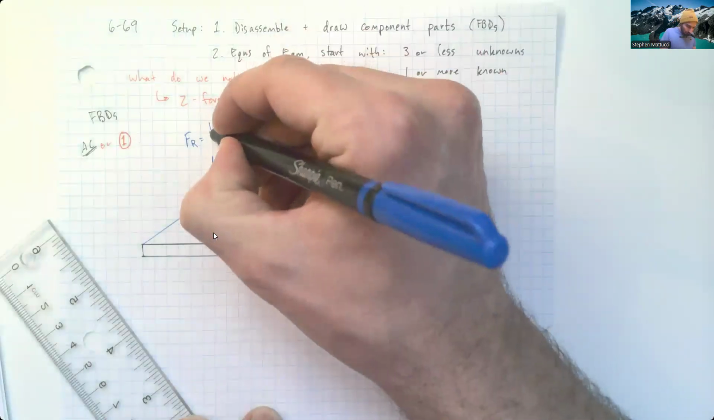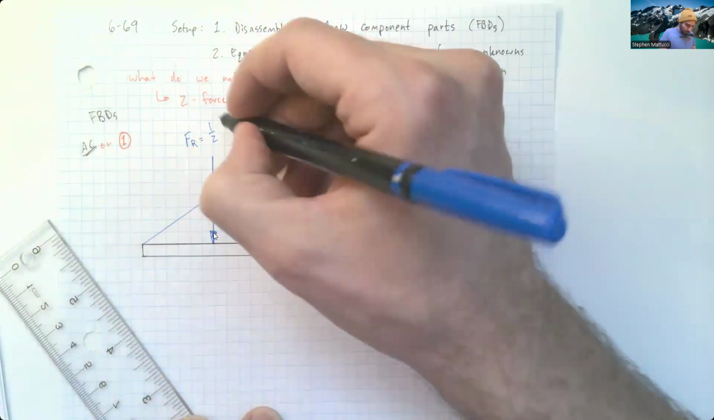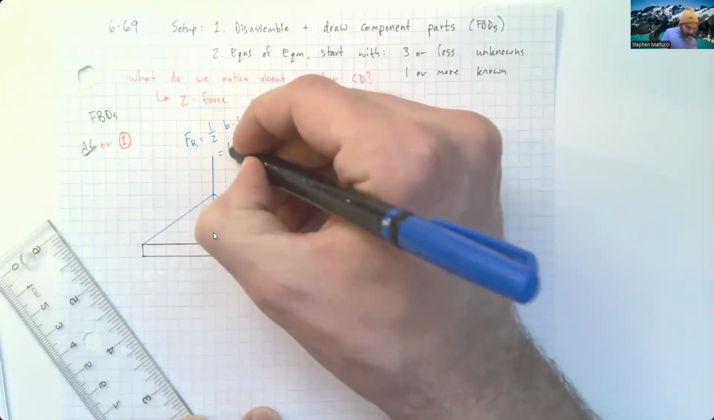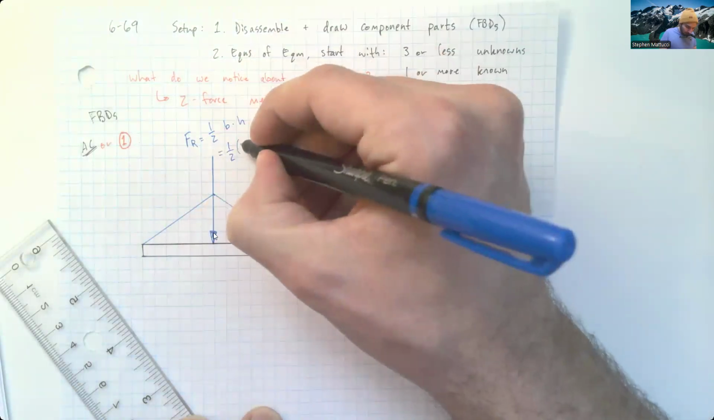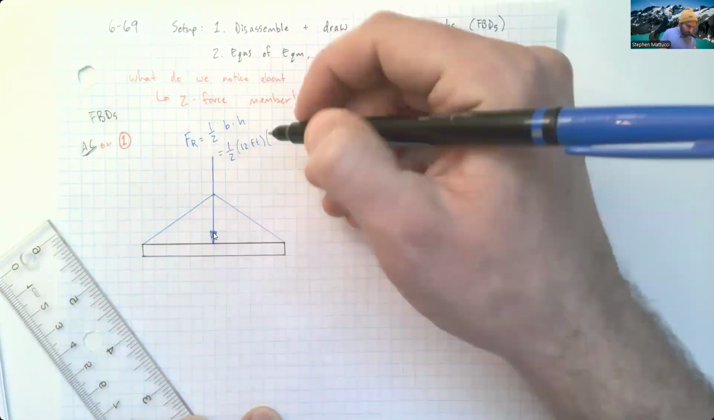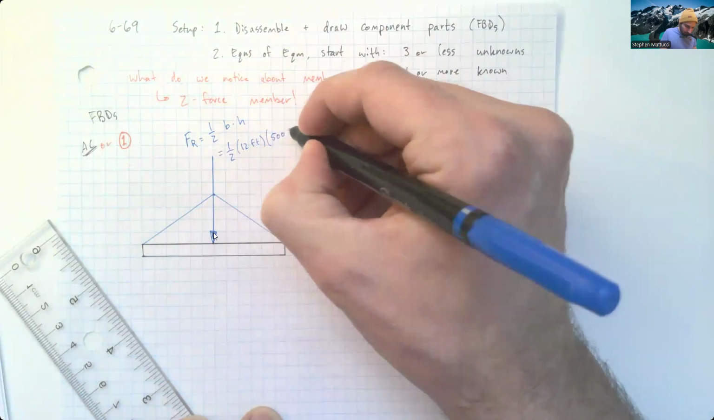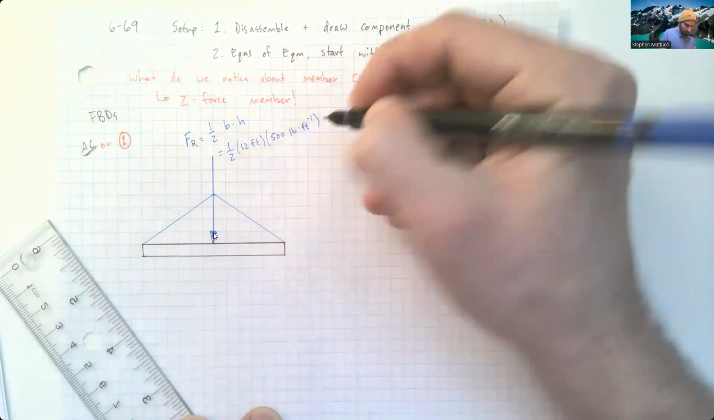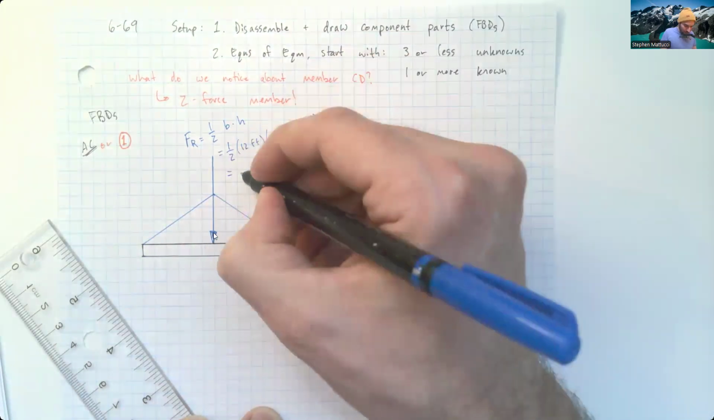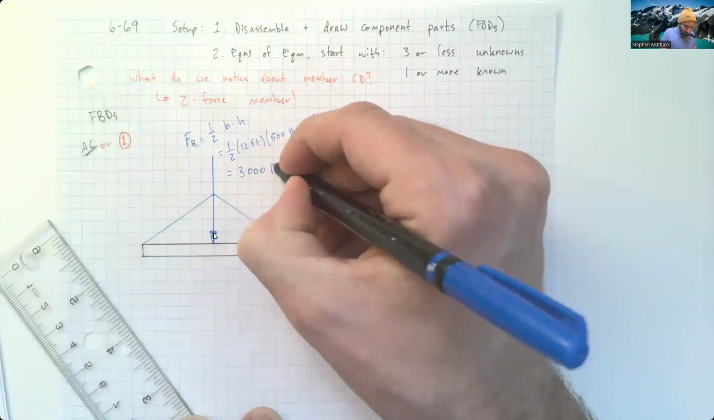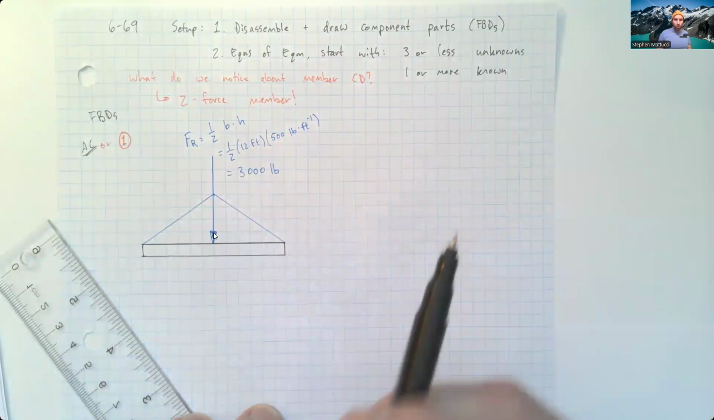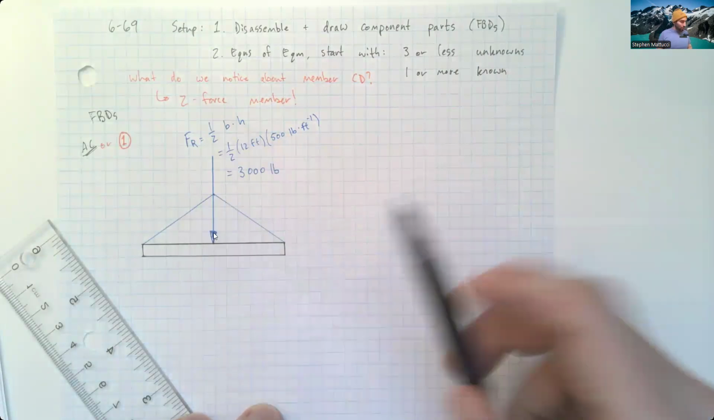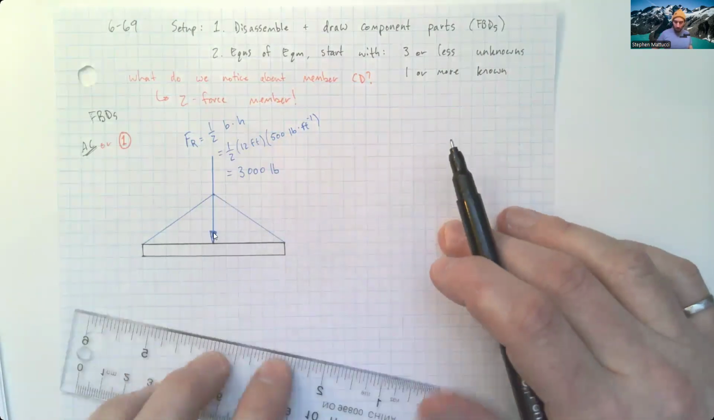So we have 1/2 base times height, which is equal to 1/2. The base is 12 feet. The height is 500 pounds per foot. This is going to be equal to 3,000 pounds. So now I've just replaced this distributed load with a resultant force that acts through the centroid of that triangle. Okay, we're going to keep going here.